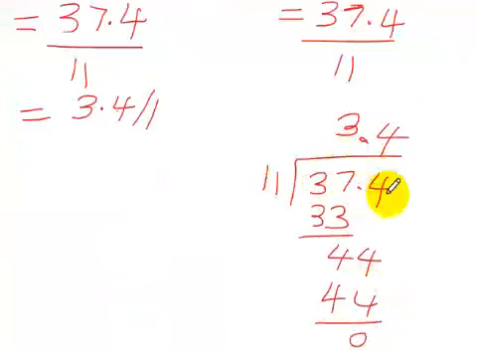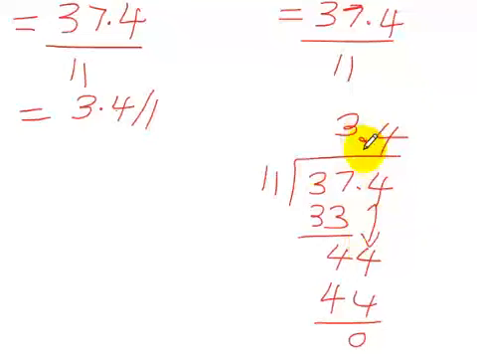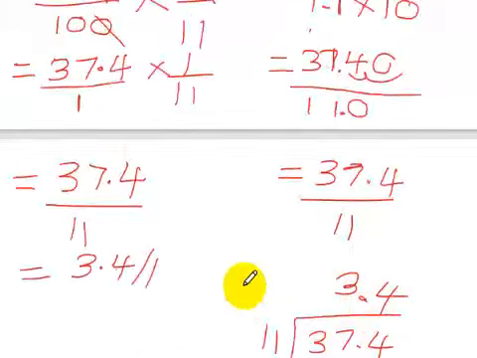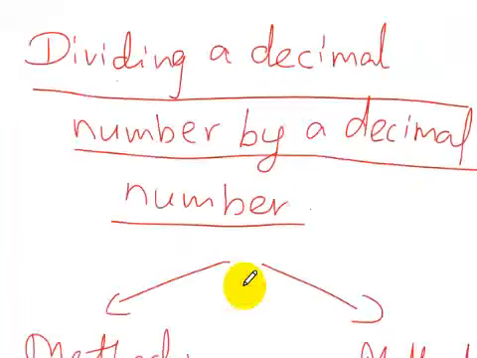37.4 by 11. So I got here 11 into 3, 33, 4 remains. So just put the decimal point. After that I took this 4. Only after that can you take this 4. First you should put the decimal point here. Then 44, there are 4 elevens in 44, remainder 0. So the answer is 3.4. I think you understood both cases, dividing a whole number and a decimal number by a decimal number. Right. Thank you.